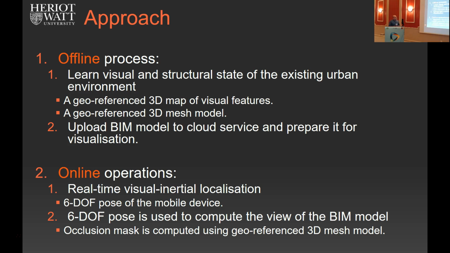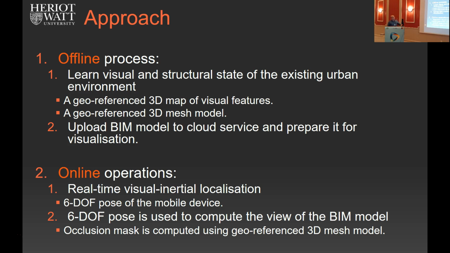To get this approach done, we can divide our strategy into 2 different kinds of processes. First, we have an offline process, which is divided into steps. First of all, we need to learn the visual and structural state of the existing urban environment by means of a georeferenced 3D map of visual features and the creation of a 3D mesh of the environment. The second step is to upload the BIM model to a cloud service and prepare it for visualization.